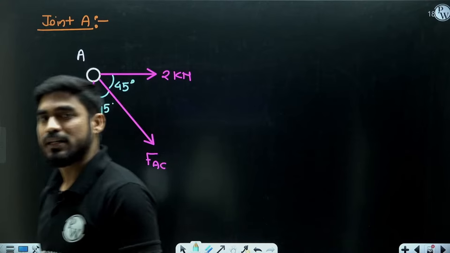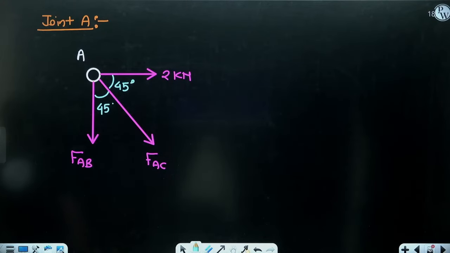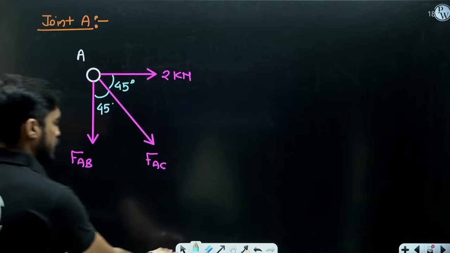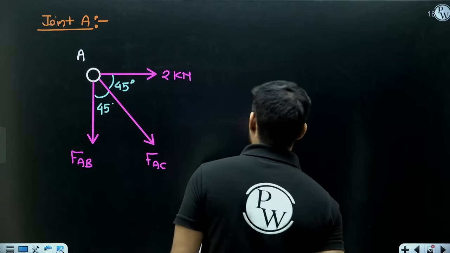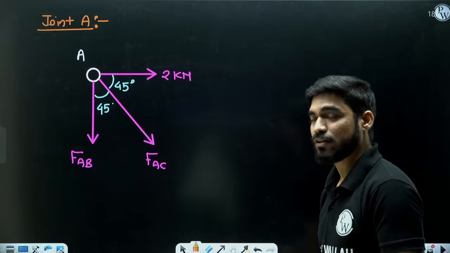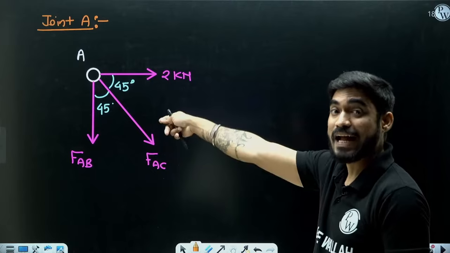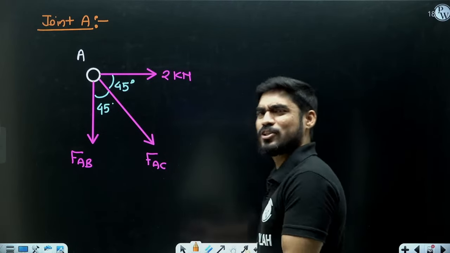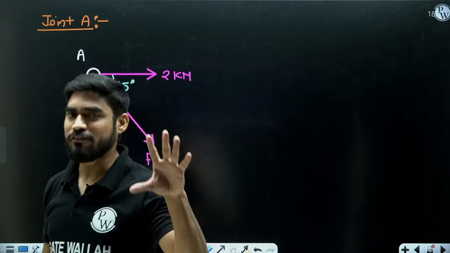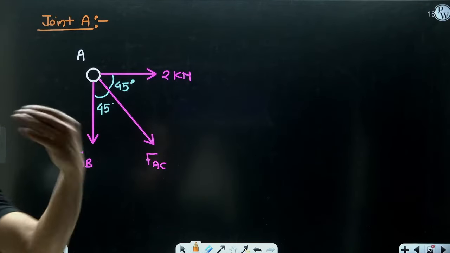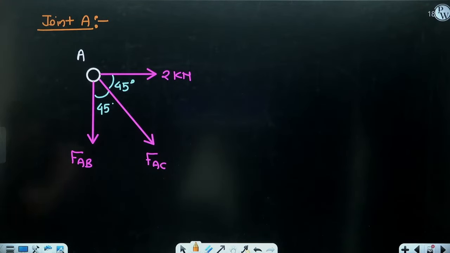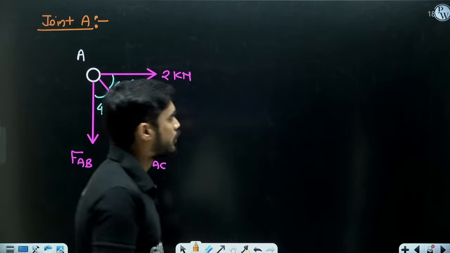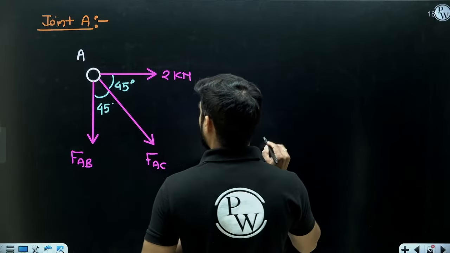How many equilibrium equations do you have? You have two equilibrium equations, summation of Fx equals 0, summation of Fy equals 0. So you can either use equilibrium equations or in this case, you can also apply Lami's theorem. It is your choice. Once you draw the free body diagram, then how you are going to solve that is up to you. Whether you use Lami's theorem or equilibrium equations, that is up to you. So, beta, let's apply equilibrium equations.